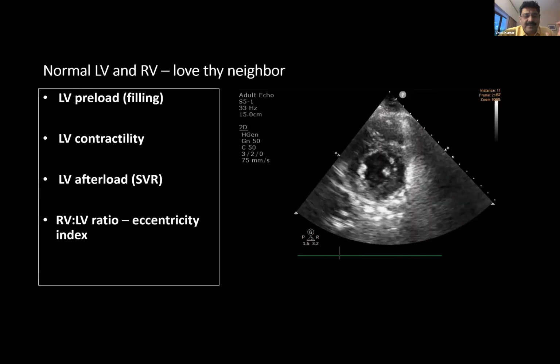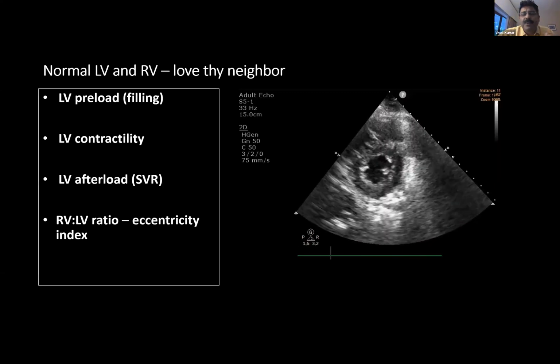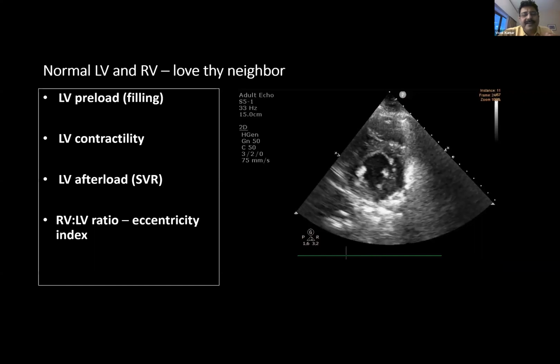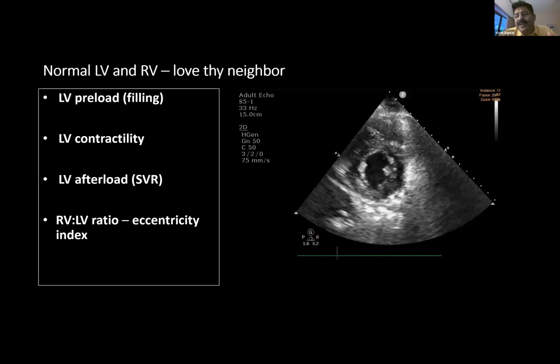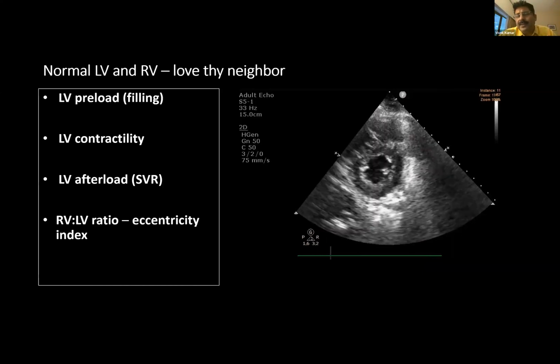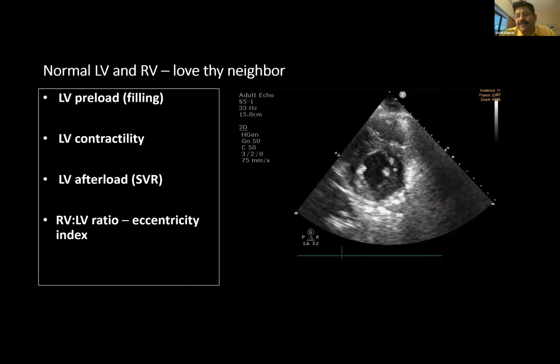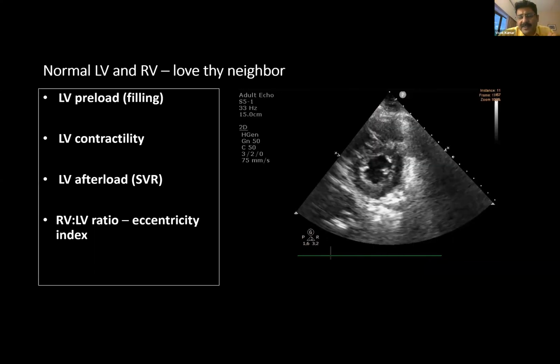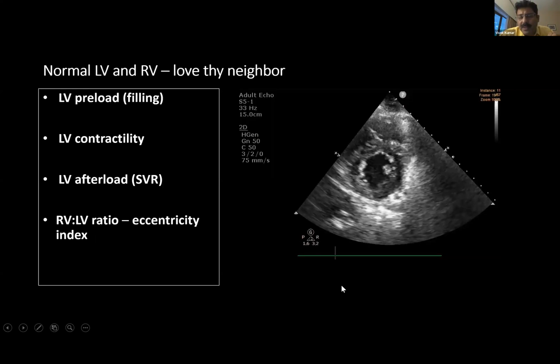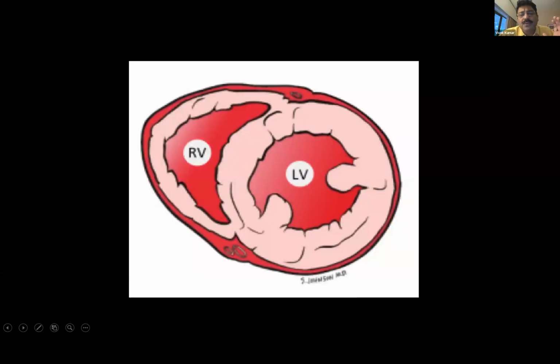And of course, as far as this talk is concerned, we look at what is known as the eccentricity index. Now, it is very important that for the eccentricity index, you remember that one caliper moves from the septum to the free wall, the other caliper moves perpendicular to it. This is only for exams, but otherwise in real life, we don't do it. Eyeballing is good enough. So this is what I had shown you, and this is the view which tells us everything about acute cor pulmonale and ventricular interdependence.